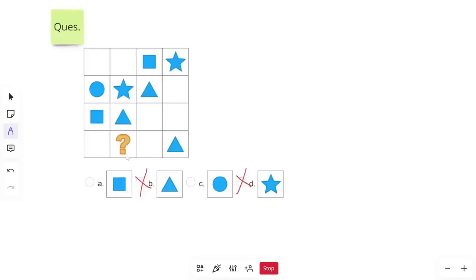So in the same column, can we put a square in this place or not? No, because square is already there once in this line, right? So definitely here we need to put circle. So what we are left with is square. So square will come here, right? So that is why the correct answer for this question will be square. So question mark will be replaced by square. Let's move on to the next question now.